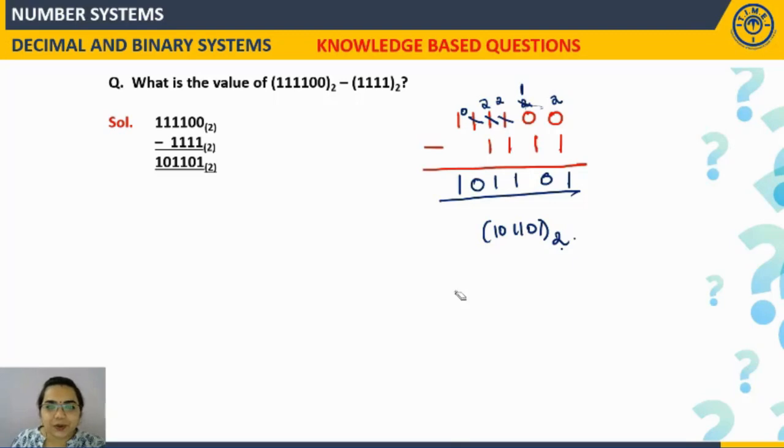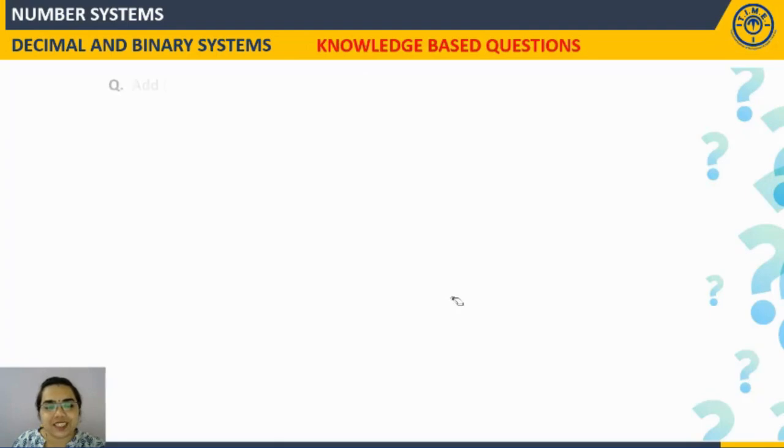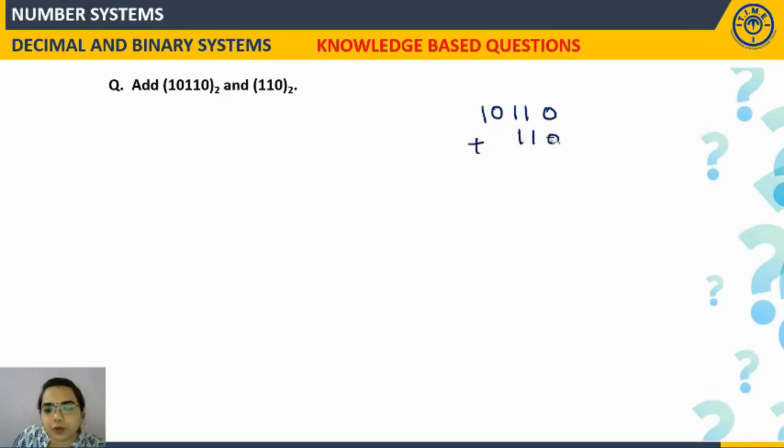Is this clear to you? Right? So if you understand the main logic behind this binary addition and subtraction, you will be able to answer these questions easily. Okay, let's go ahead and see the next question. Add 10110 and 110. 10110 needs to be added to 110. 0 plus 0 is 0, 1 plus 1, so 0 and 1, that is 1 plus 1 is 2, so 0 here, 1 in the carry.